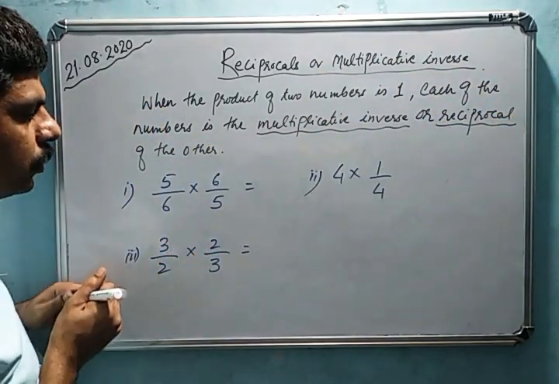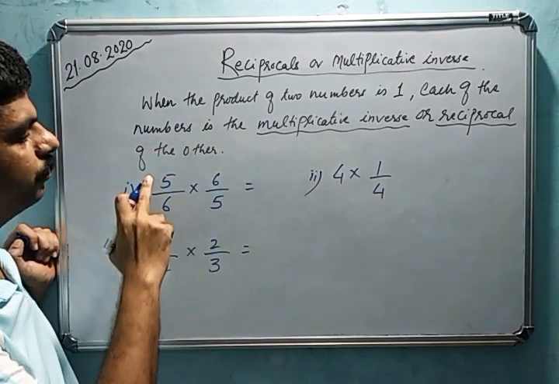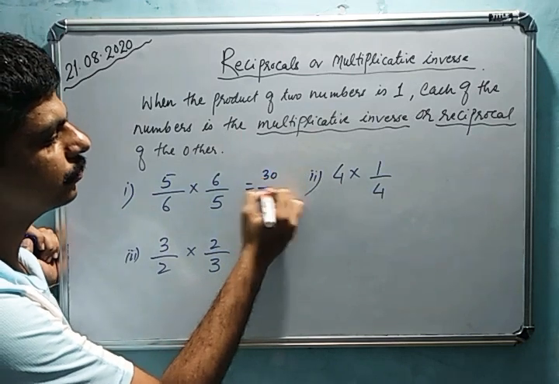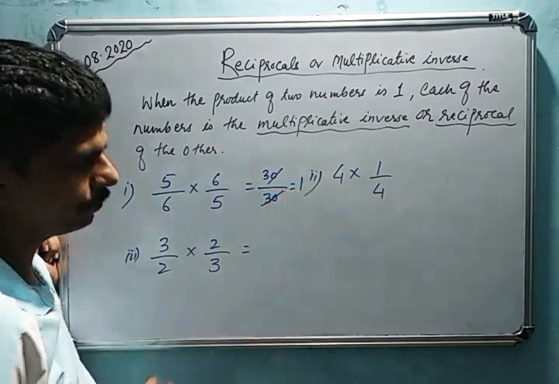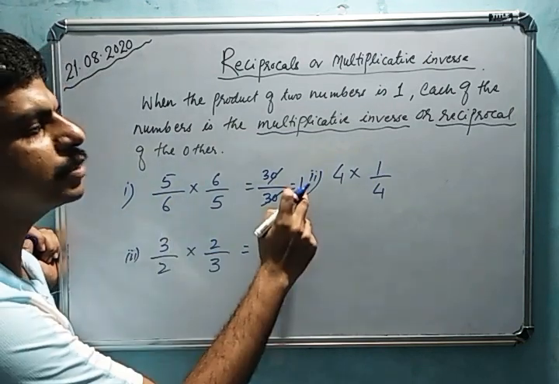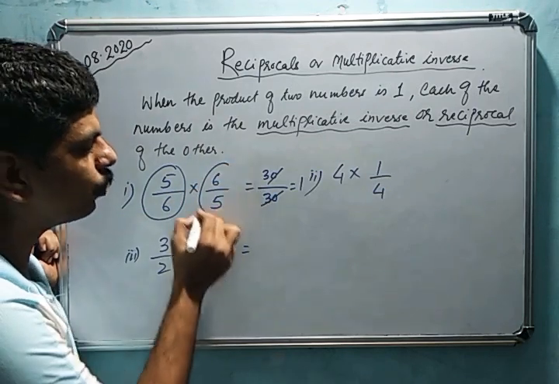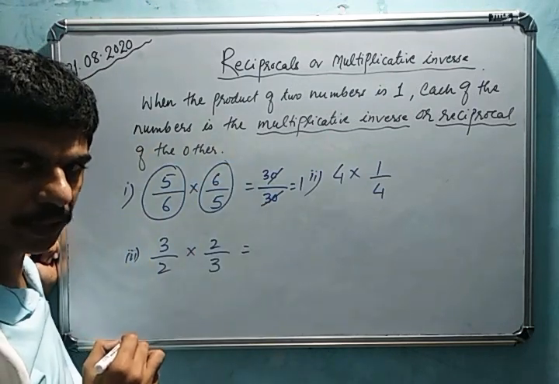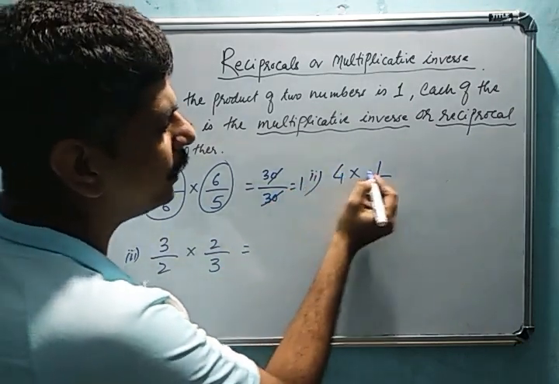Let's see here. 5 upon 6 into 6 upon 5. If I multiply this, 5 6s are 30 and 6 5s are 30, and this is cancelled and you will get here 1. So the product of these two numbers is 1. So you can say that 5 by 6 is the reciprocal of 6 by 5. Is it clear?